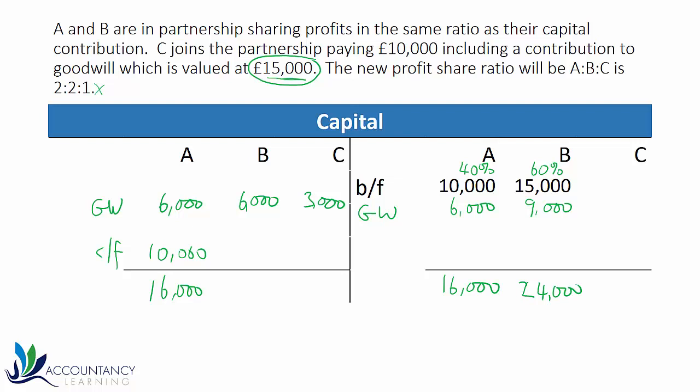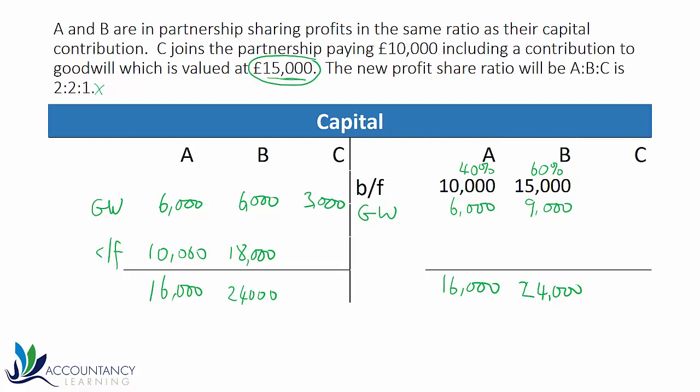Again, that needs to balance. We've got 24,000 on the other side. And so we can see here in this case, when we balance off our account, our balancing number, the carried forward balance, is going to be 18,000. So partner B's capital has increased. We started off with 15,000 and then finished off with 18,000. So partner B's made some money out of the partner joining.